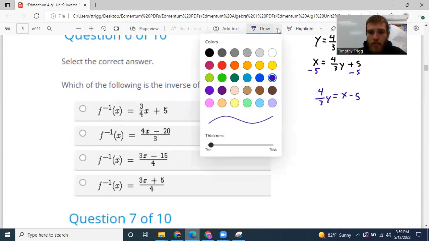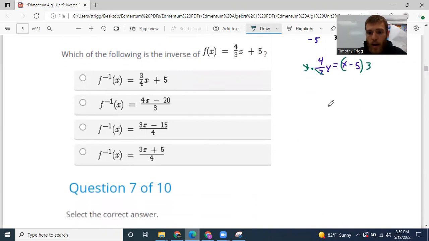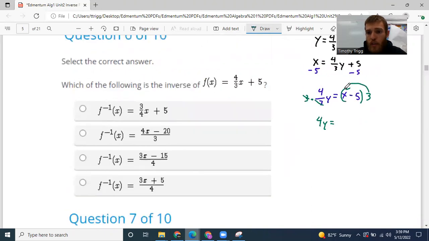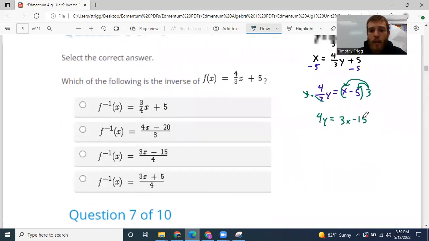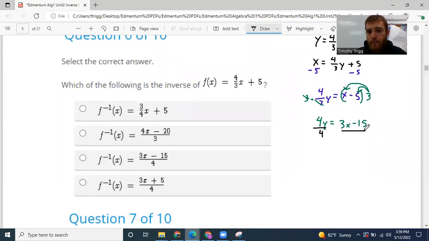We can multiply by 3 on both sides to cancel out the fraction. Remember, whatever you do to one side of the equation, you have to do on the other. This will give us 4y equals, and we're going to distribute this 3, so the 3 multiplies with both these terms, giving us 3x minus 15. Lastly, divide both sides by 4 to get y by itself. Then replace the y with f inverse of x. So f inverse of x equals 3x minus 15 over 4.